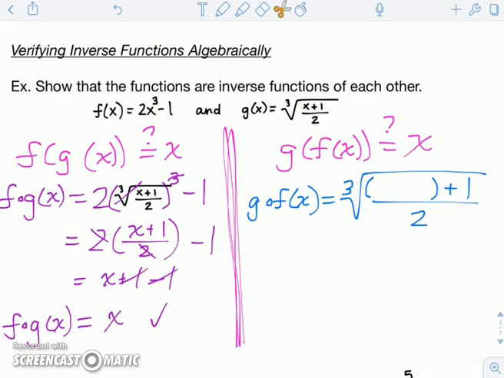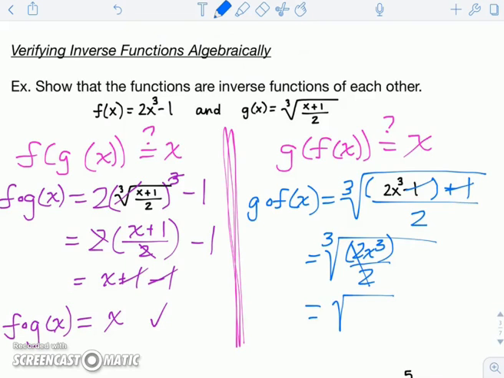So instead of that x, I'm going to take this whole function and plug it in over here. And what I notice again is that I have the cube root of 2x to the third, all over 2. The cube root and the cube cancel each other out, so I'm just looking at 2x to the third all over 2. My 2's cancel each other out. I'm looking at the cube root of x to the third. Cube and the cube root cancel each other out. I'm just left with x. So g composed with f was also equal to x. Checks out. They are in fact inverses of each other. So that's my verification. That is all of the work.